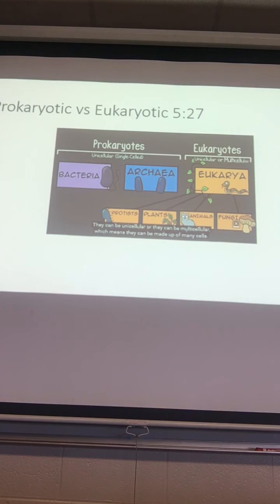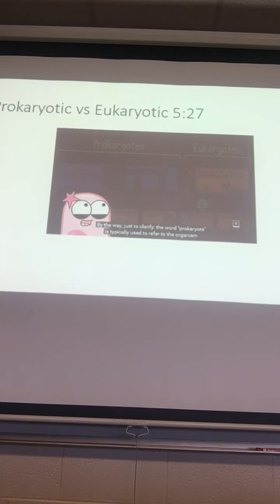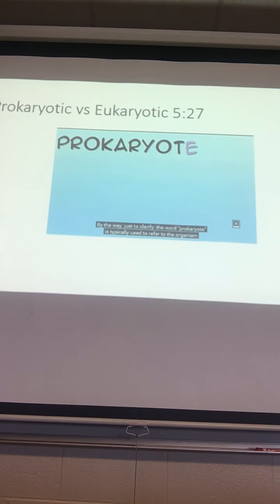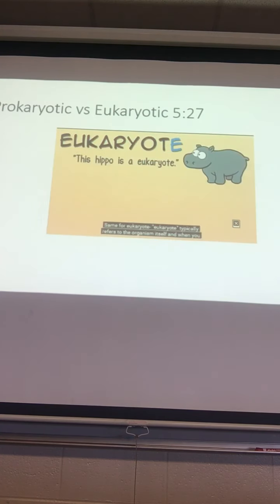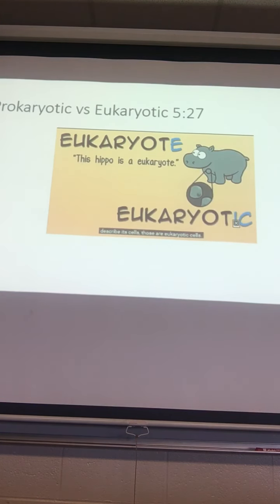They can be unicellular or they can be multicellular, which means they can be made up of many cells, like you. By the way, just to clarify, the word prokaryote is typically used to refer to the organism itself. When you are describing its cell, you are describing a prokaryotic cell. Same for eukaryote. Eukaryote typically refers to the organism itself, and when you are describing its cells, those are eukaryotic cells.